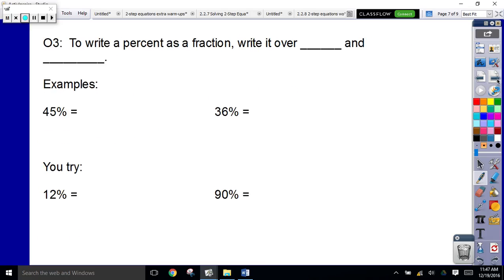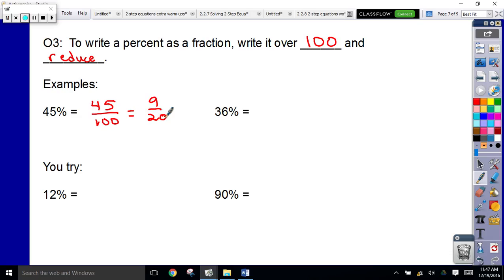Okay, now when we want to write a percent as a fraction, we're just going to write it over 100, just like we did in that introductory slide. And then we also want to reduce, as we always do with fractions. So if we have 45%, that means that we have 45 out of every 100, and that reduces to 9/20. Good, 9/20.